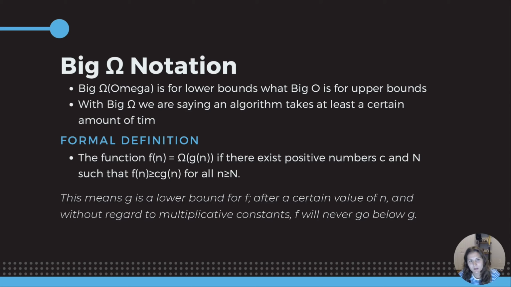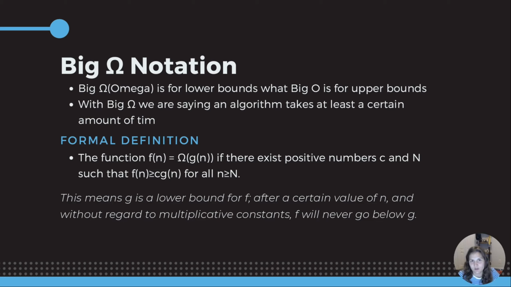So we need to also be able to describe a lower bound, which shows how the function always grows more slowly, and then a tight bound, which is a function that grows at about the same rate. So that brings us to two other notations, big omega and theta. So first, let's learn about big omega. Big omega is for lower bounds, very much the same as how big O is for upper bounds. When we say big omega, we are saying an algorithm takes at least a certain amount of time.